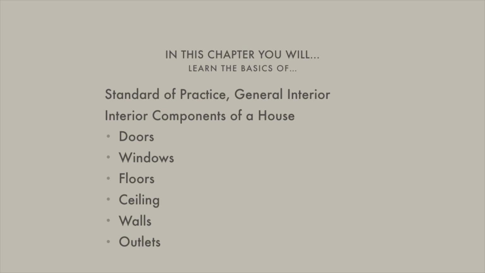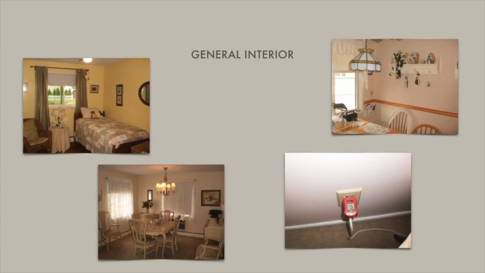In this lesson, you will learn the standards of practice, general interior, and interior components of a house. This includes doors, windows, floors, ceilings, walls, and outlets. As a home inspector, you will have to visually inspect the interior of the house as much as possible, depending on occupancy and number of furnishings. The interior inspection is defined within this lesson. Although not all items of the interior are covered in this section, they are discussed in other lessons in this module.